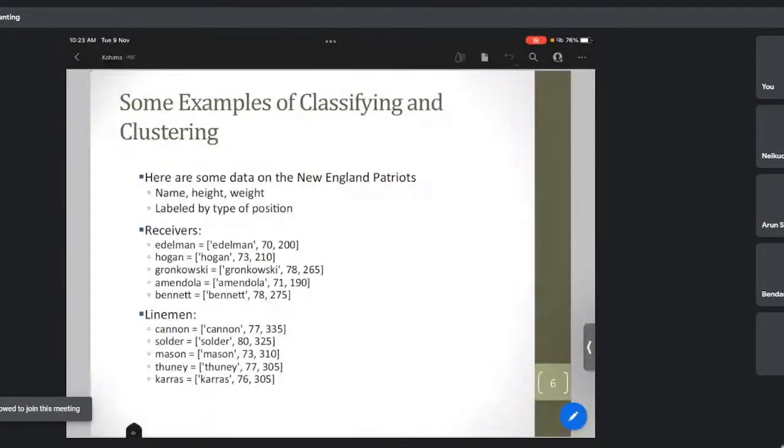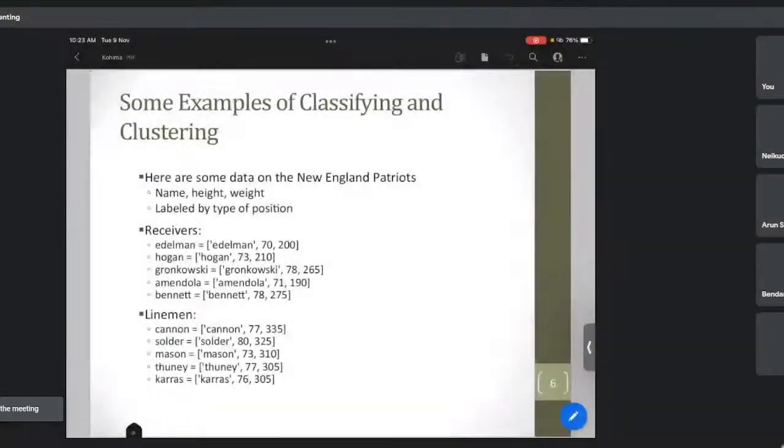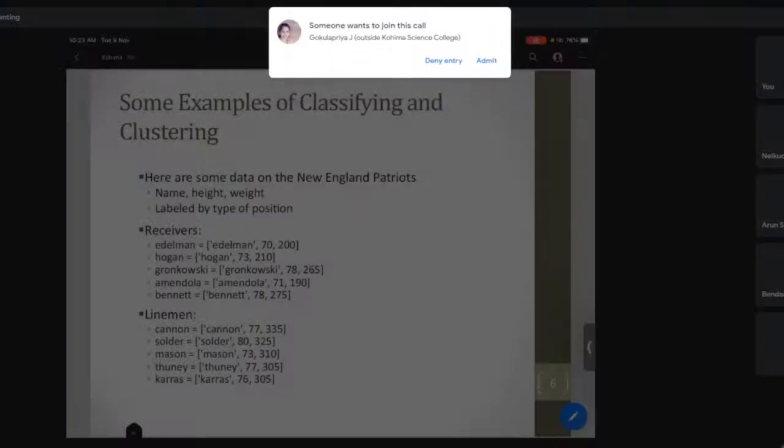Okay. So let us consider one example. Suppose I'm considering here the New England Patriots. It's a football team, and based on their name, height, weight, positions are labeled. So we are considering basically two positions.